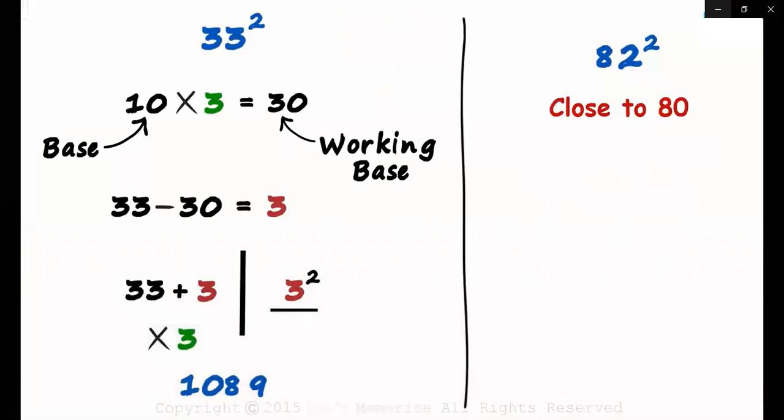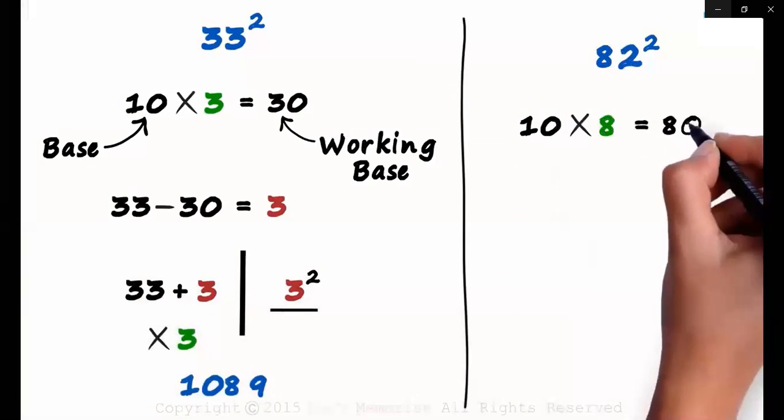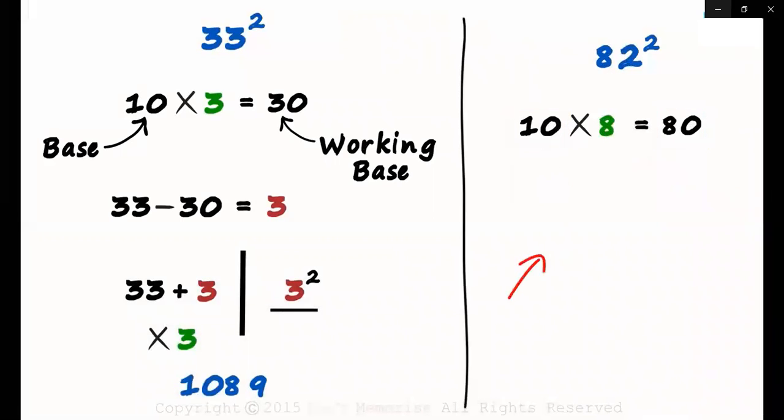All of you understand with the previous example that it is close to 80. 80 is a multiple of 10 to the power of 1. So we can see that 10 into 8 is 80. Okay, so 10 is the base and the working base is 80. So try this on your own.